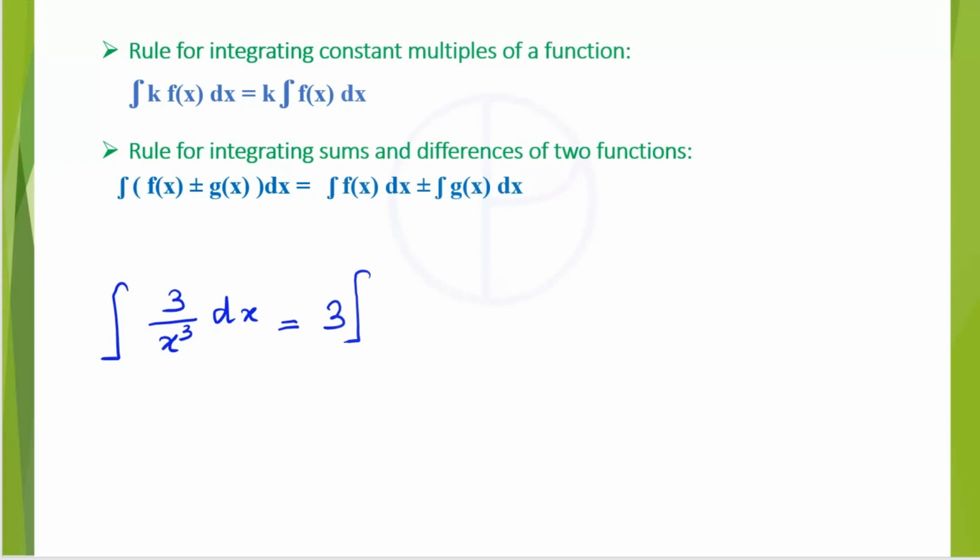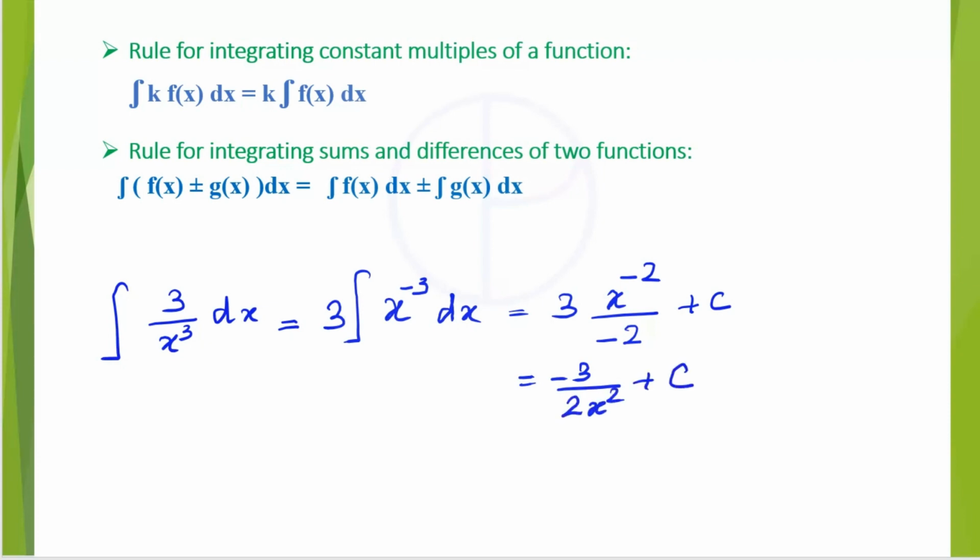Now take out the number 3, the constant. So 1 over x cubed can be written as x^(-3) dx. Now let's integrate this one. x^(-3) can be integrated as x^(-2) because we are increasing the power of x by 1. So x^(-2) divided by -2 plus c. So -3 over 2x squared plus c.